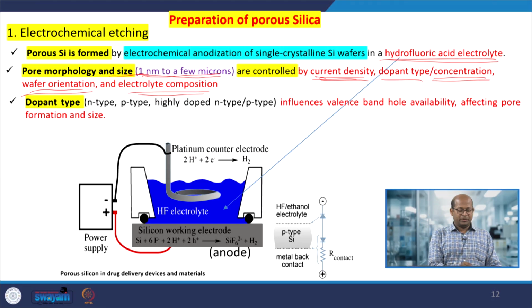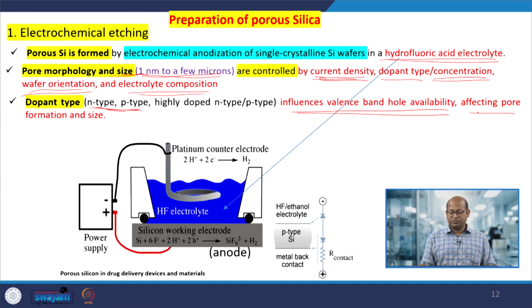I mentioned the dopant types, p-type and n-type. The silicon that we take may be p-type or n-type, and that also influences the valence bands and hole availability, which will affect the pore formation, both the pore size as well as the number of pores formed. Okay.